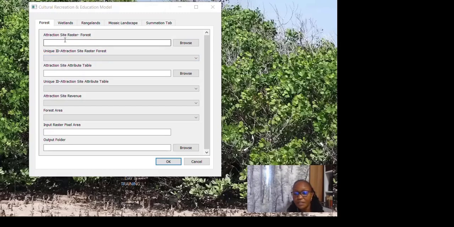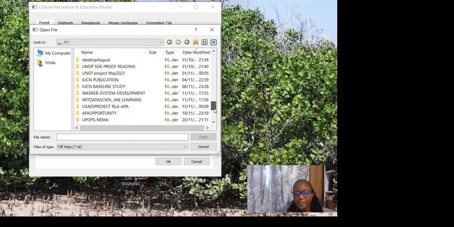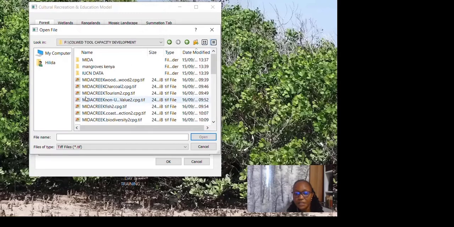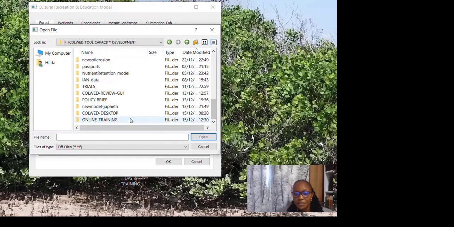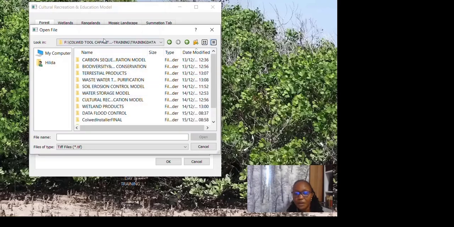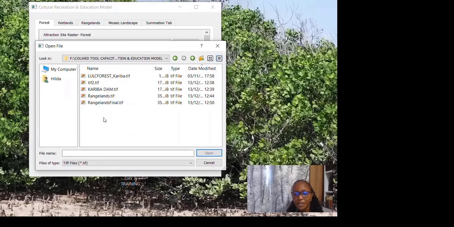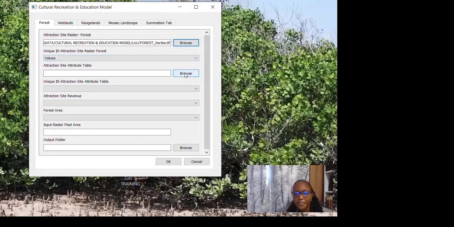These are data sets that I was able to discuss. We browse to the folder where these data sets are. You've been provided with these data sets in the folder that was sent through the Google Drive link, and you should be in a position to also load this data. Like I'm loading, you go to the cultural and recreation model. We're interested in land use land cover for forest Kariba. We load it. Then we load the attraction site attribute table.